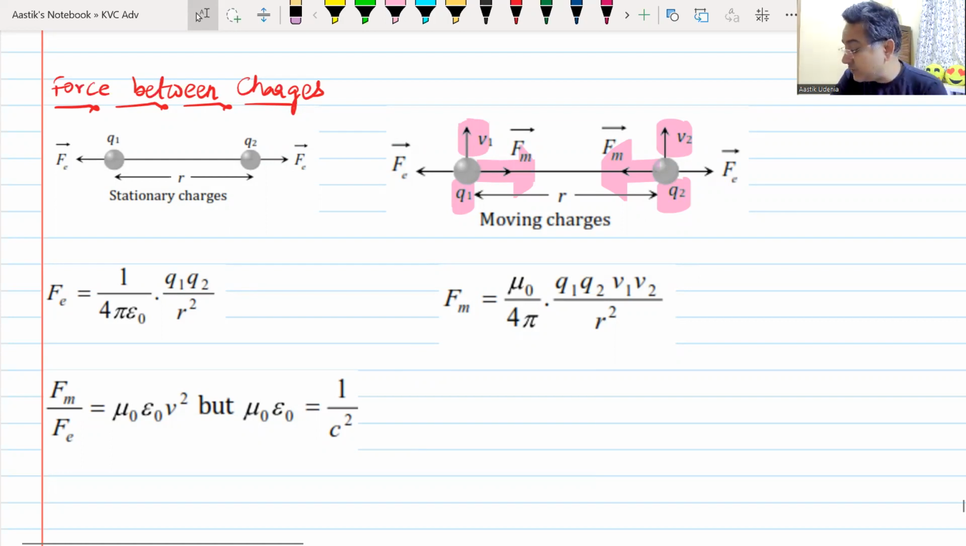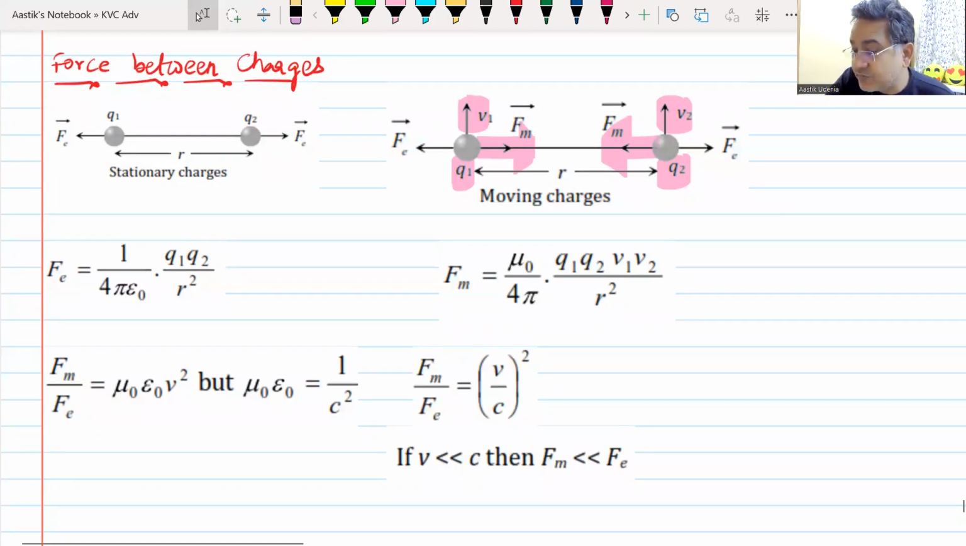So the ratio of magnetic force to the electrostatic force would be (v by c) whole square, and you know that v is going to be very small, and therefore your magnetic force is going to be very small compared to the electrostatic force between the two charges. I hope you have understood this. Yes or no? Yes, sir. I'll give you 2 minutes to note this down.